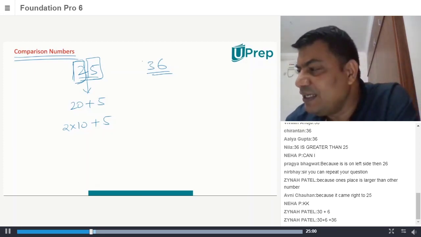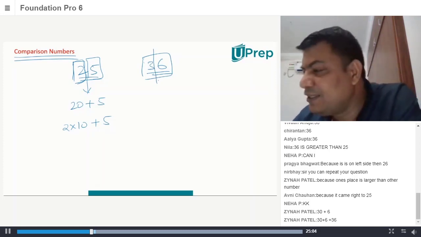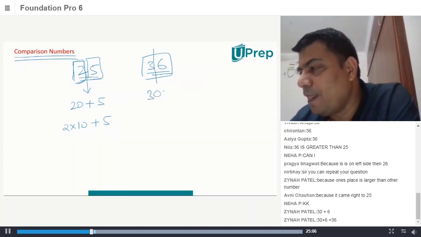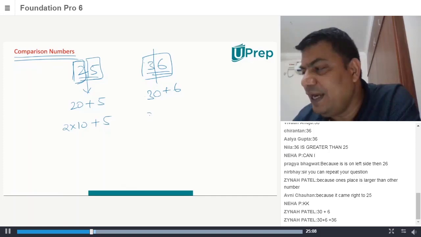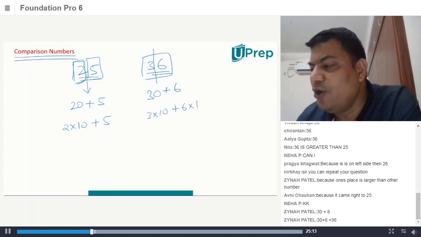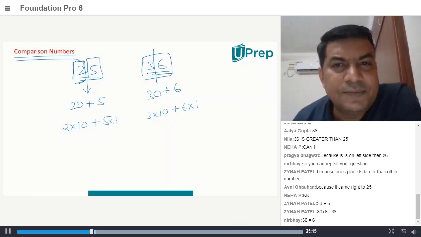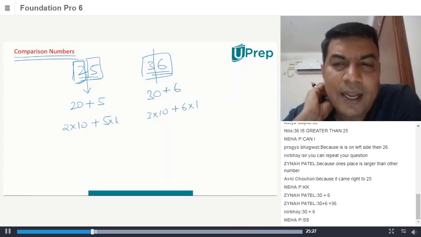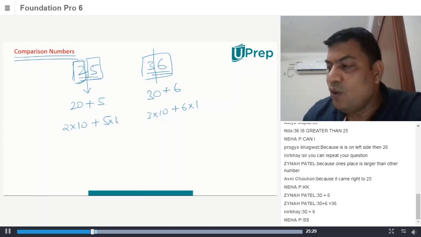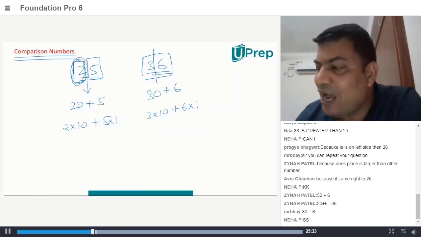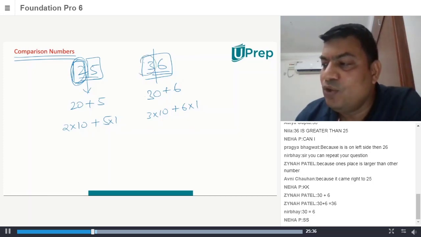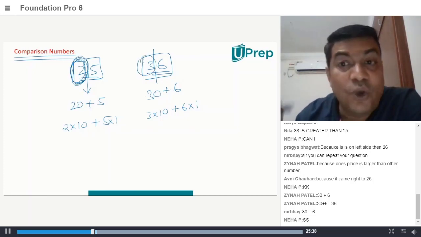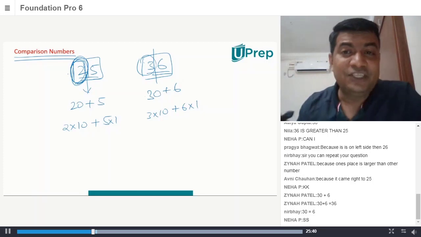Now, with 36, you can see that 36 is nothing but 30 plus 6. 30 is nothing but 3 into 10, plus 6 into 1. That's how you learned in your basic classes. Now, what I'm trying to tell you is, why do you check the number on the left first? The reason is, when you have 25 and 36, in 36 you have more tens.